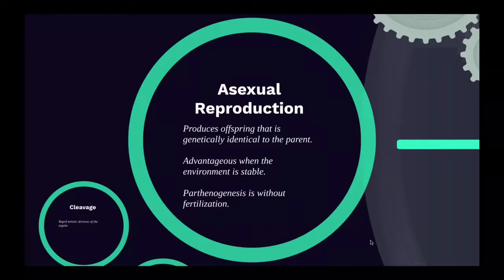Parthenogenesis is a natural form of asexual reproduction in which growth and development of embryos occur without fertilization. In animals, parthenogenesis means development of an embryo from an unfertilized egg cell.